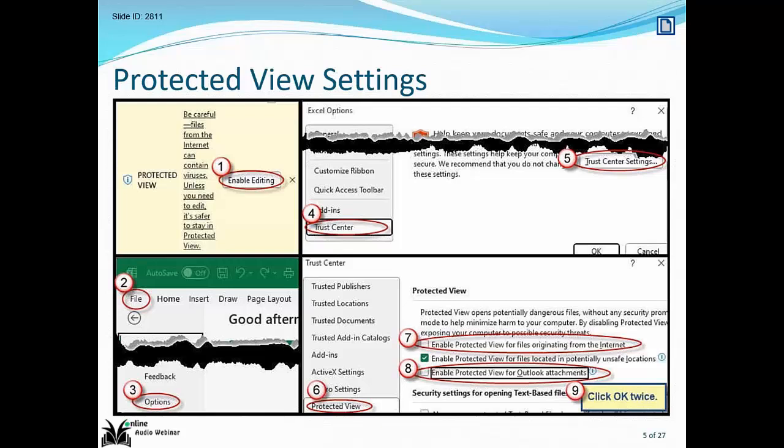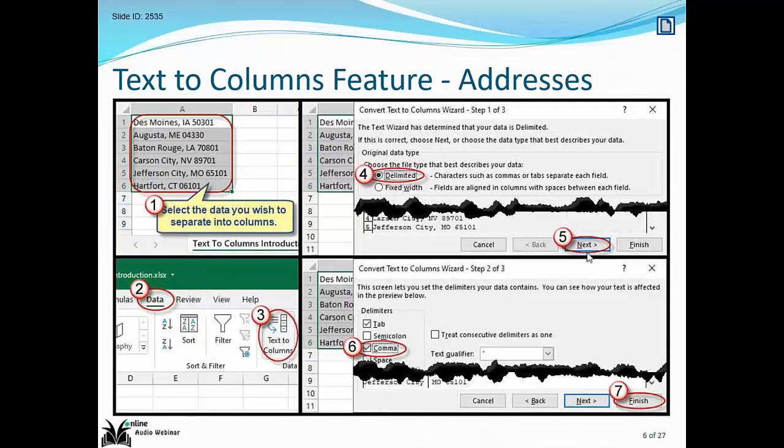So that brings up the Trust Center dialog box. Step 6, we're clicking Protected View. And then steps 7 and 8, these are the settings that you can optionally change to eliminate that Protected View prompt. So for step 7, if you clear that checkbox for Enable Protected View for files originating from the internet, that means that whenever you download a report from QuickBooks Online, it will no longer ping you to undo Protected View. Step 8 will do the same thing for Outlook attachments if you wish. You would then click OK twice, and then going forward, you would not see that Protected View setting over and over again. So the next feature that I want to talk about are ways to separate data into separate columns.